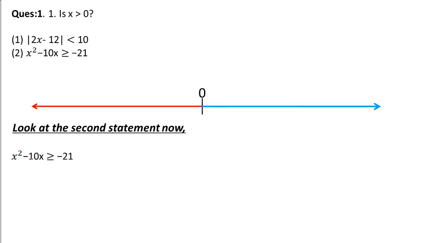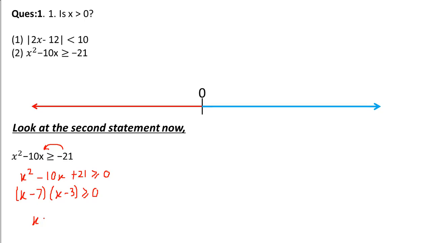Now have a look at statement 2. It says x square minus 10x is greater than or equal to minus 21. Let us solve this inequality. Take minus 21 to the left hand side. I have x square minus 10x plus 21 greater than or equal to 0. Factorize it. I get x minus 7 multiplied by x minus 3 greater than or equal to 0.